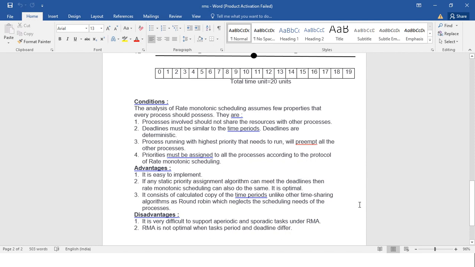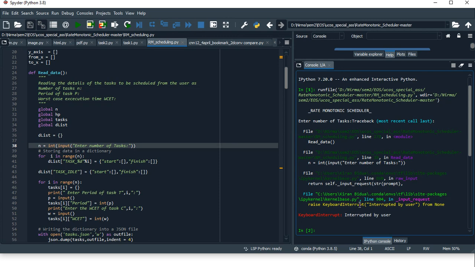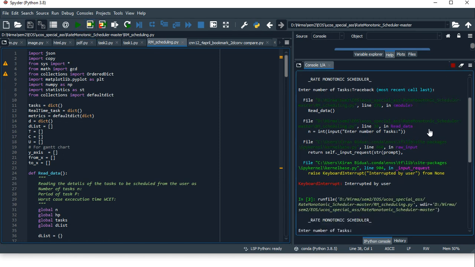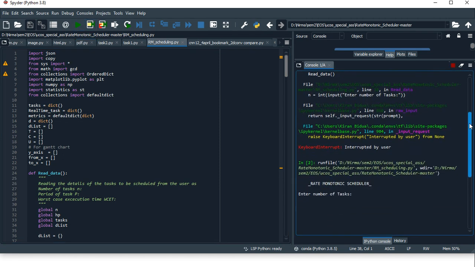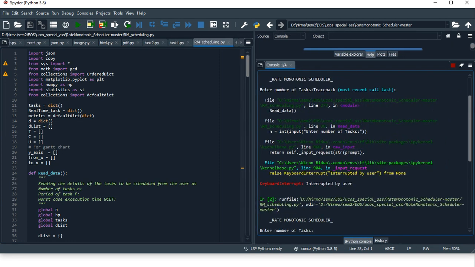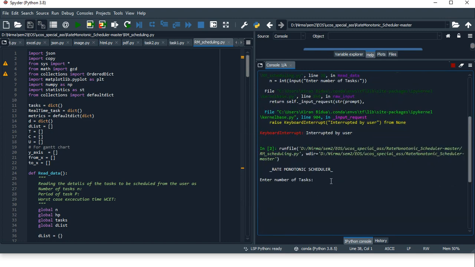So I have done its coding in Python. So this is basically the code. I have imported libraries like JSON, copy, and so on. So let me show you my result. First of all, let me zoom it a little bit. First of all, it will ask the user the number of tasks. So let me take an example with 3.